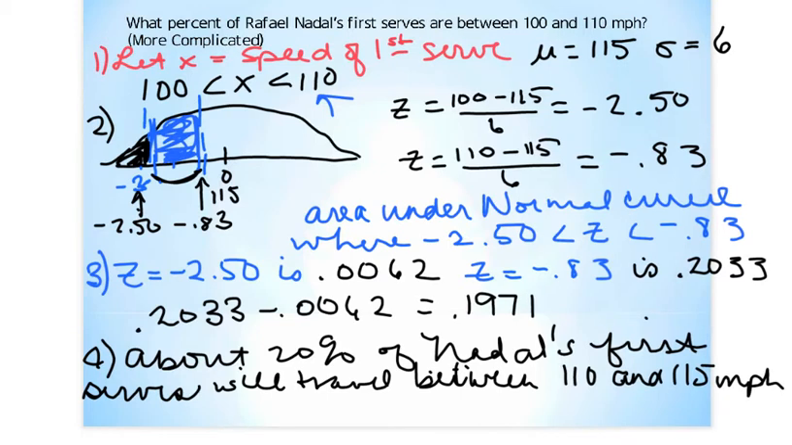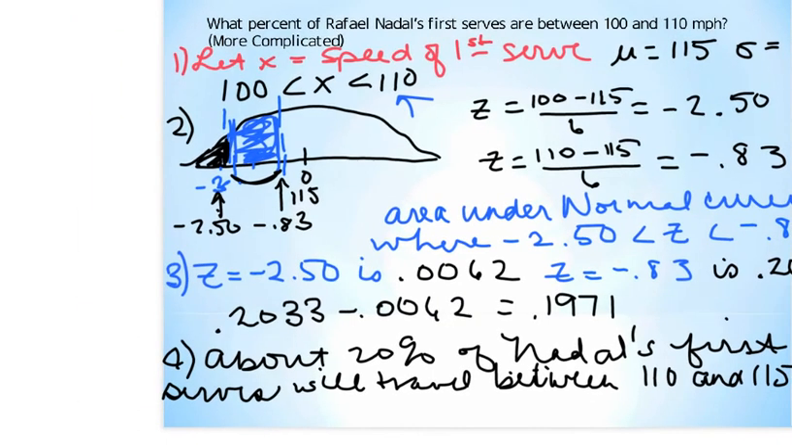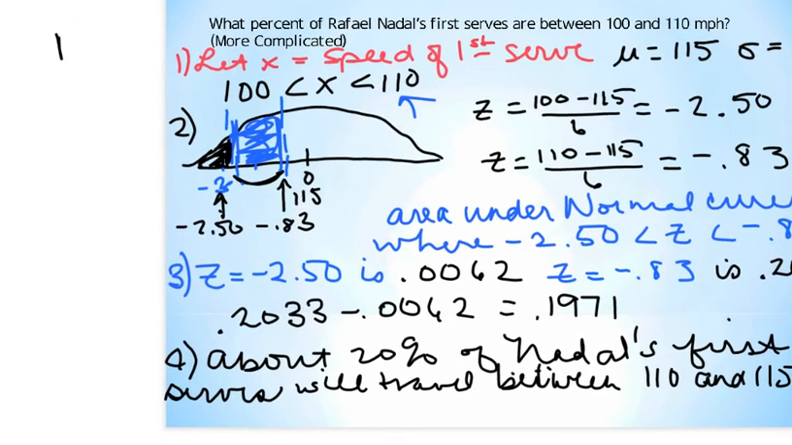Now, if you would like to go over a couple more questions like this, go to pages 120 and 121 in your textbook, and there are questions about Tiger Woods.